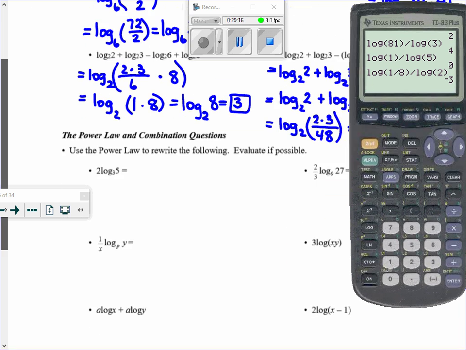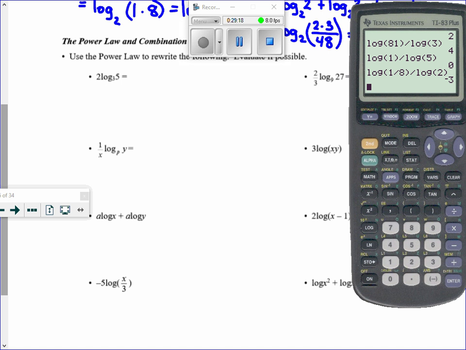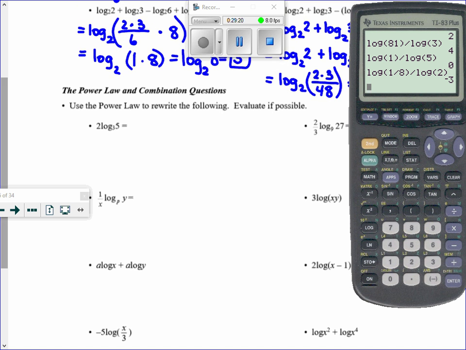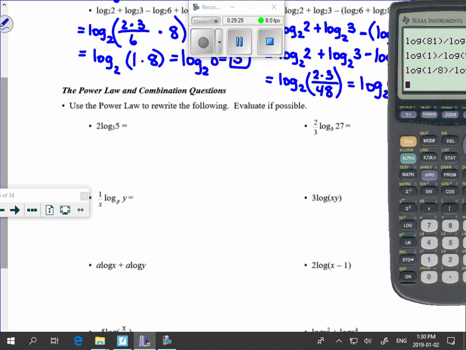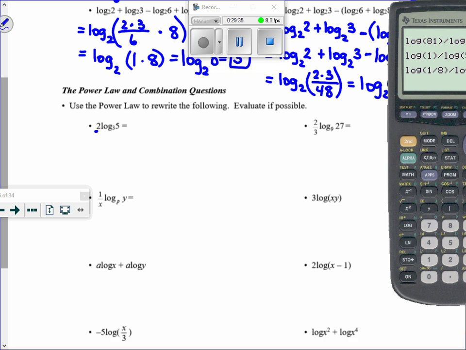Okay, now there are some questions where we have the power law and then some combinations questions that we're going to try before you have a chance to practice some on your own. So the first set asks us just to use the power law to rewrite the following. And so what that means is if we see a number here in front of a log, we bring that up as the power. So this is the same thing as writing log in base 3 of 5 squared. Okay? And so that really means log in base 3 of 25.